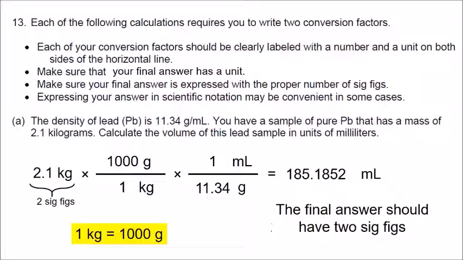How do we round 185.1852? How do we round that to 2 significant figures? It's going to become 100, not 180. We have to round up, so it becomes 190 milliliters. And there is no decimal at the end of the number. That number has 2 sig figs.